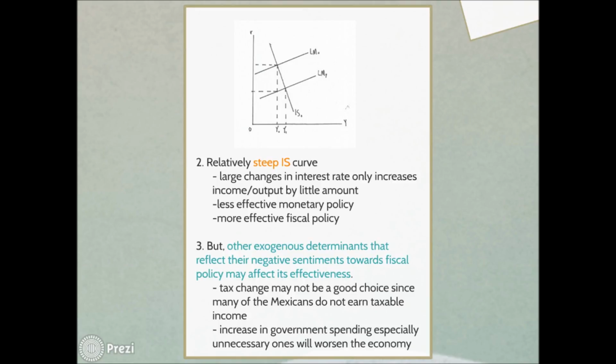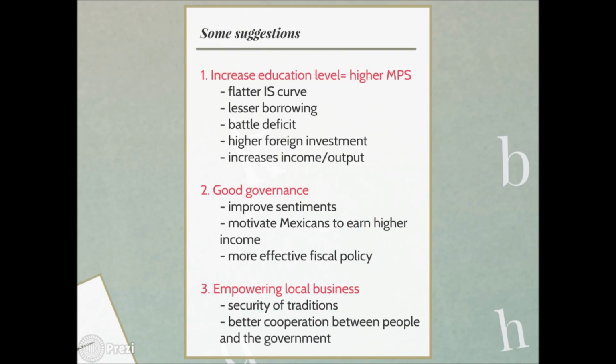So basically, in fiscal policy, we can change two things: taxes and government spending. For taxes, it is not a good choice, since many of the Mexicans do not earn a taxable income. Even though the tax rate is increased, only some Mexicans will pay the higher tax, but most of them will not, especially in the southern part of Mexico. But if we change the government spending, so this is our suggestion of how the government can tackle the issues.